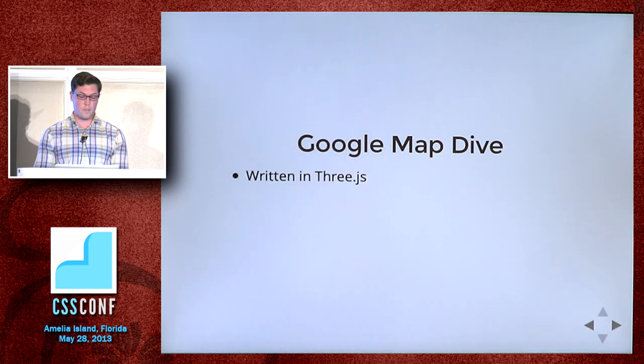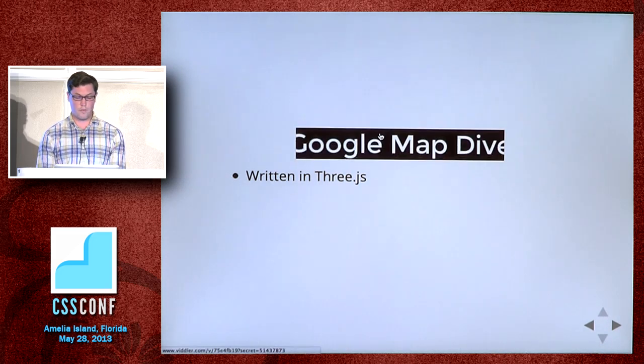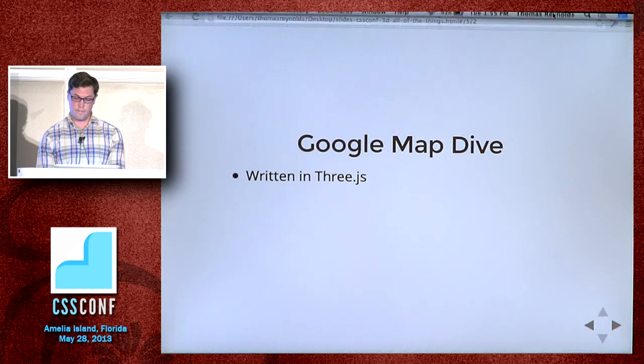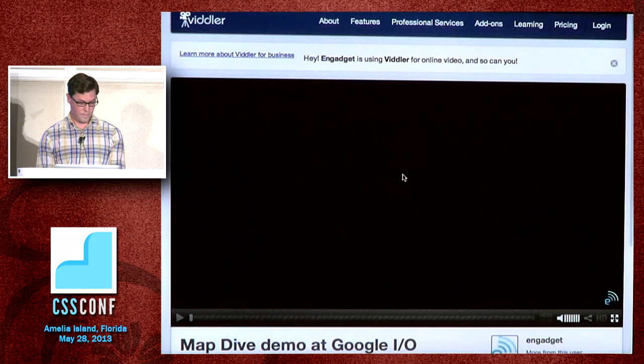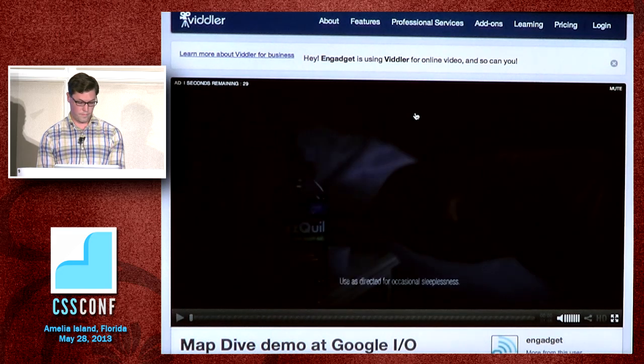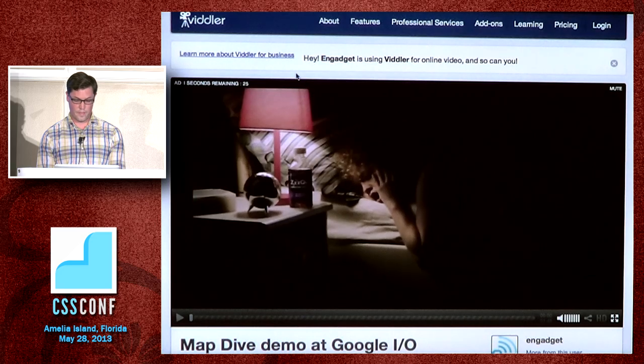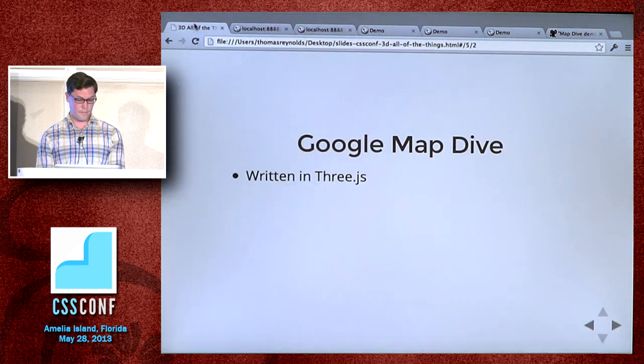Another thing we've done with heavy use of 3D in CSS and also in 3JS is a Google map dive. I'll show a short little video of how that project actually worked, if the Wi-Fi cooperates. Nice. Gonna ramble for 27 seconds.